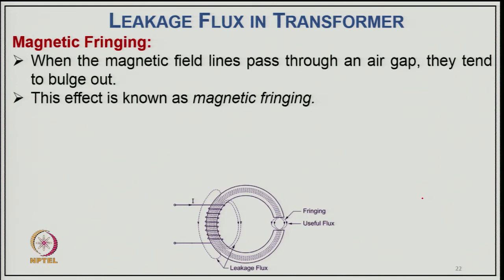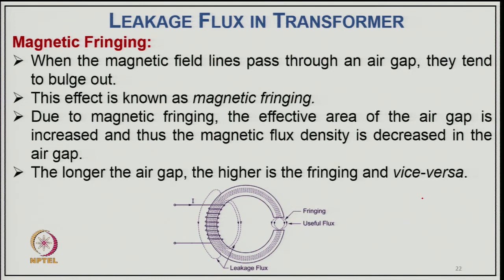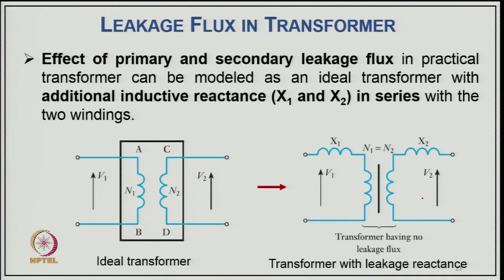Now, coming to magnetic fringing. When the magnetic field lines pass through the air, they tend to bulge out, and this effect is known as magnetic fringing. You can see how it bulges out when flowing through the air: here it is leakage, here it is fringing. Due to magnetic fringing the effective area of the air gap is increased, and thus the magnetic flux density is decreased in the air gap. So, the longer the air gap, the higher the fringing, and vice versa.